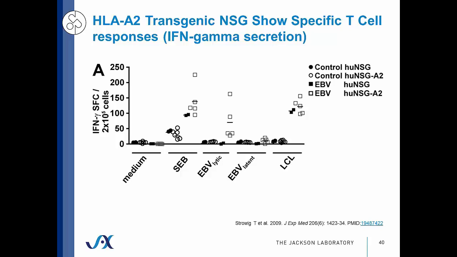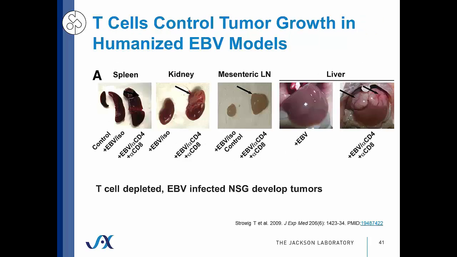responses in these models. So as I mentioned previously, EBV causes B-cell lymphomas, and the authors use tumor growth as a readout for T-cell function during EBV infection. So they depleted T-cells using a neutralizing antibody against T-cells, or they used an isotype control, and then measured tumor growth in the spleen, kidney, mesenteric lymph node, and the liver.